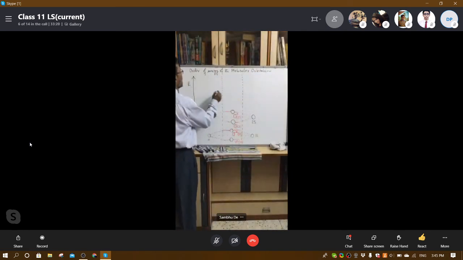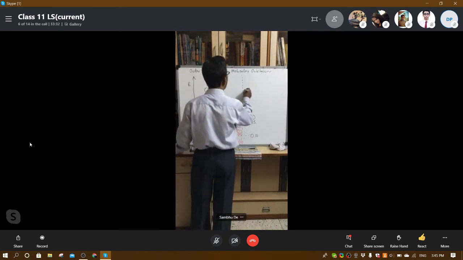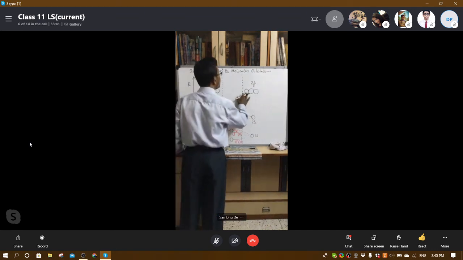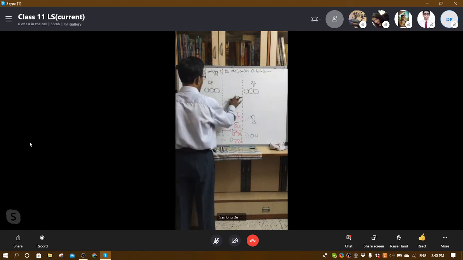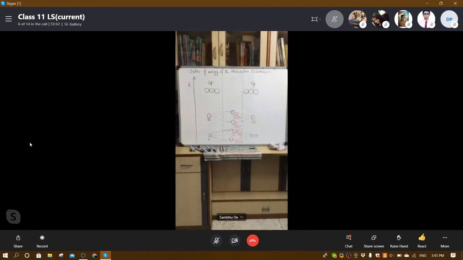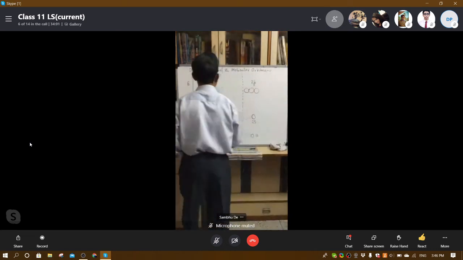So 2p will be having 3 orbitals. 2p, x, y, z for example. And here also I write 2p, the other atom, another atom, x, y, z. And here there are 2 possibilities of the atomic orbitals. First we draw and then I will tell you what are the 2 possibilities.